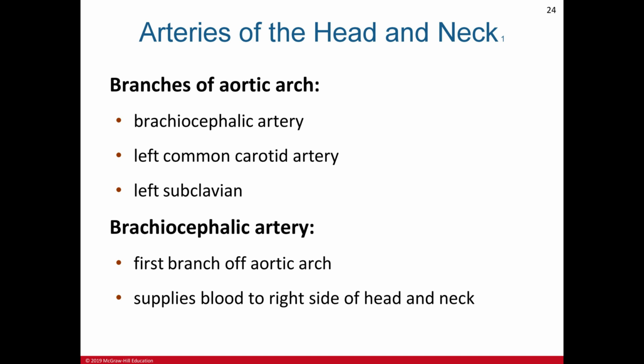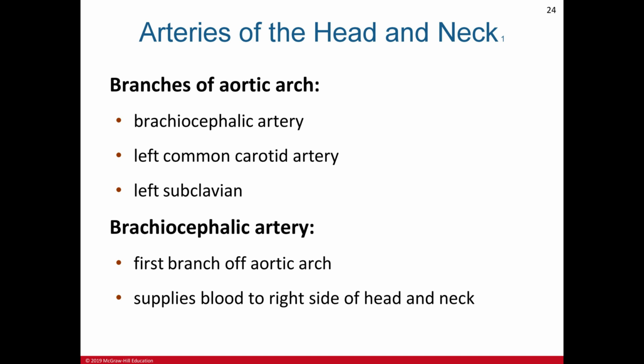So the brachiocephalic artery branches into two. We will discuss that later. And the two counterparts of the left common carotid, which is the right common carotid, and of the left subclavian, which is the right subclavian artery, branch from the brachiocephalic artery. So the brachiocephalic artery is the first branch of the aortic arch, and it supplies blood to the right side of the head and the neck, as well as the right upper limb.